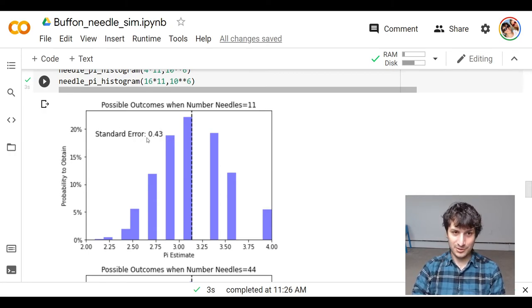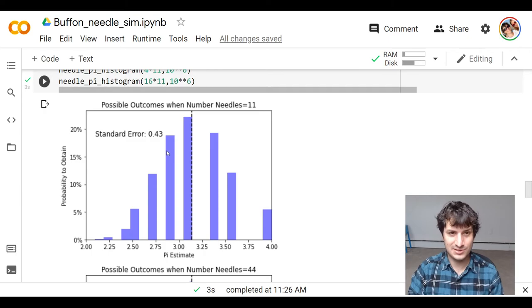Overall, the computer has computed a standard error of 0.43. What that means is that a good chunk of the time, you're within 0.43 of the actual value of pi. This is the root mean square error. So it's the difference to pi squared, and you add it up over all the samples, and then you take the average and do the square root. So that error is 0.43 if you are doing 11 needles.